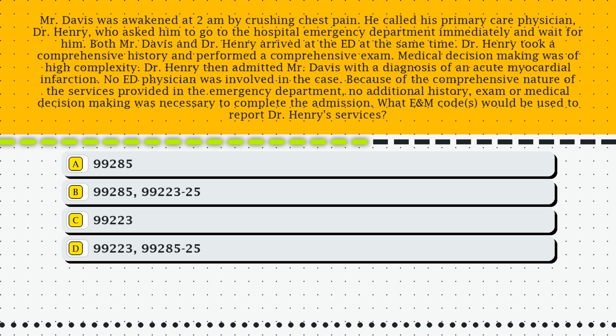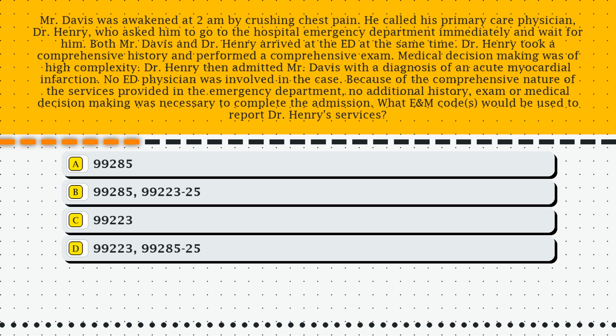Dr. Henry then admitted Mr. Davis with a diagnosis of an acute myocardial infarction. No ED physician was involved in the case. Because of the comprehensive nature of the services provided in the emergency department, no additional history, exam or medical decision making was necessary to complete the admission. What E&M code or codes would be used to report Dr. Henry's services?